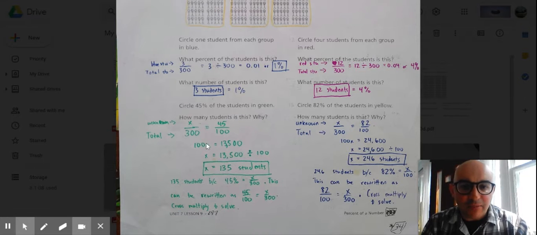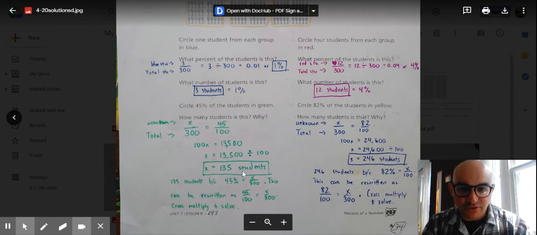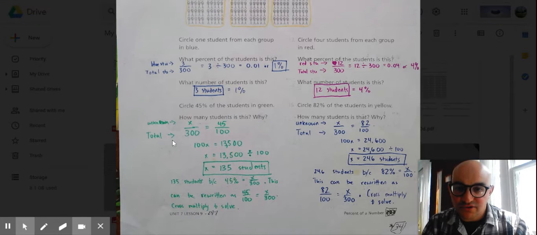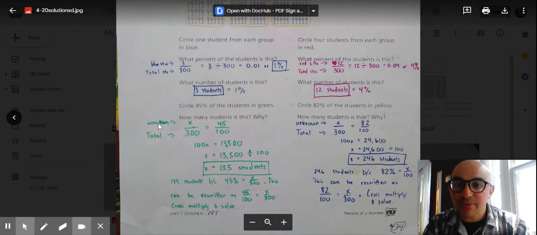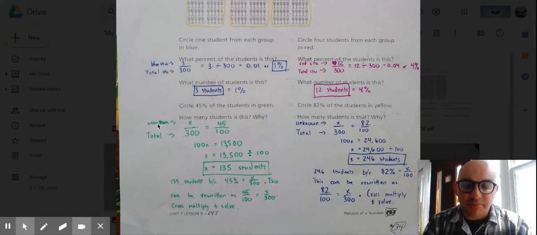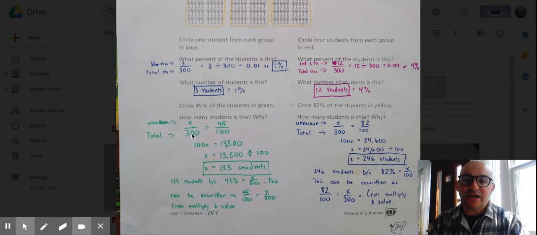Okay, circle 45% of students in green. To find out how many students I had to circle, the first thing I had to do is come down here and find what x equals. Let's talk about it from the top. You set this up as cross multiplication, so you're going to do an unknown number on top, that's x, and total number of students is 300. Total is always going to be on bottom.